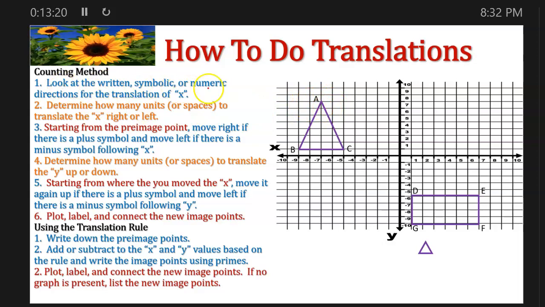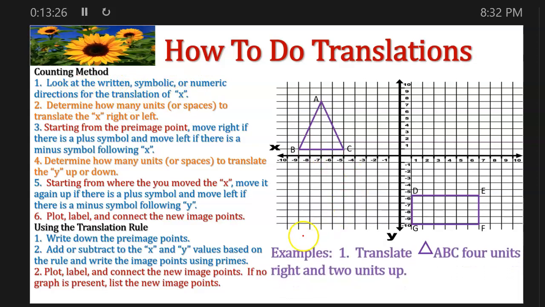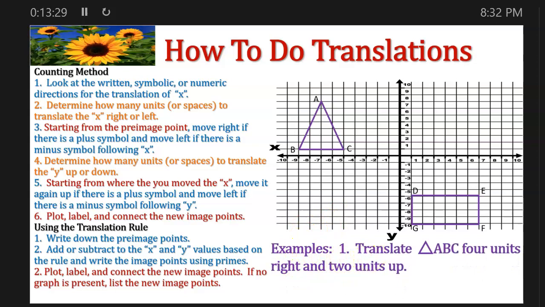Look at the written, symbolic or numeric directions for the translation. Okay, so we're going to do that by looking at these directions here. It says, example, translate triangle ABC 4 units right and 1 unit up. So that's telling us in words that we're going to take this triangle ABC and translate it 4 units right and 1 unit up.